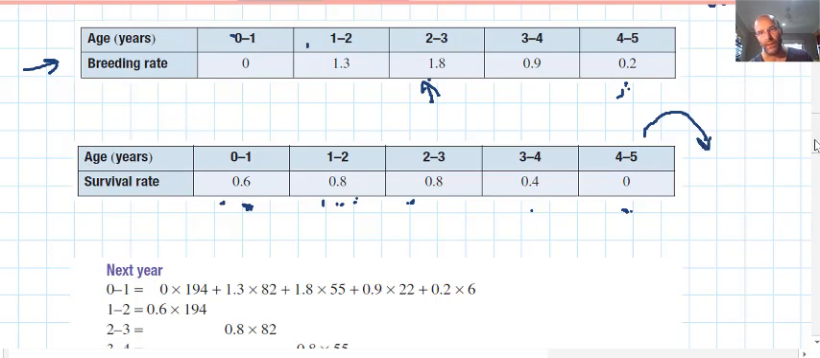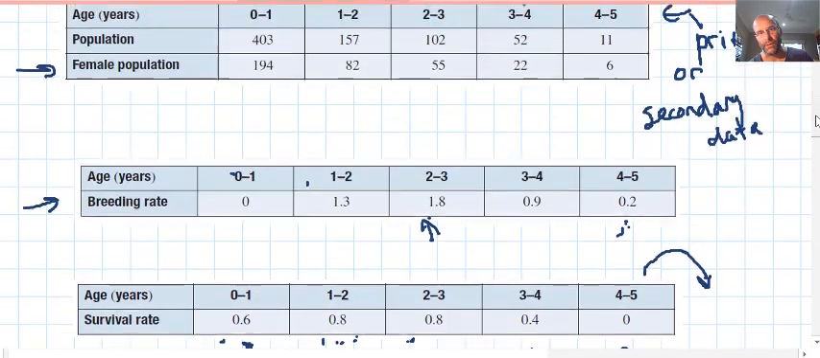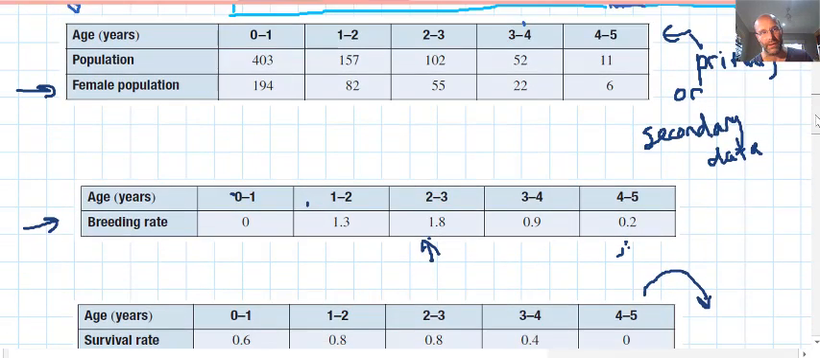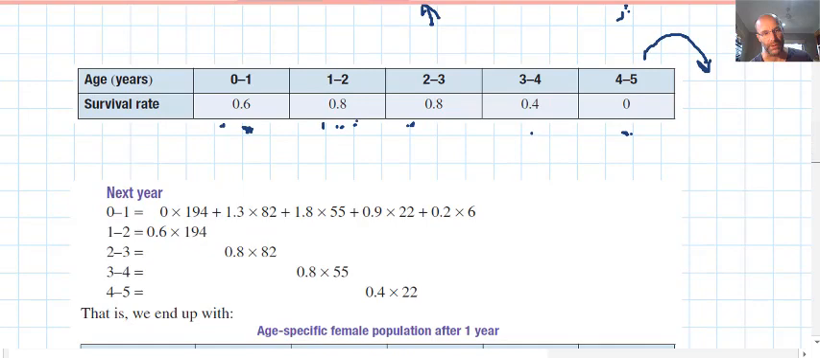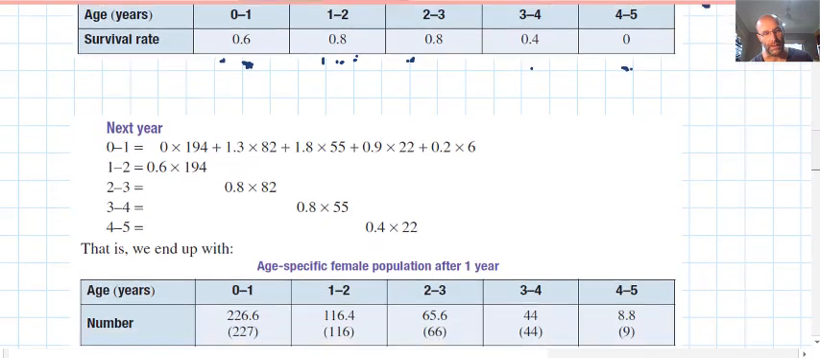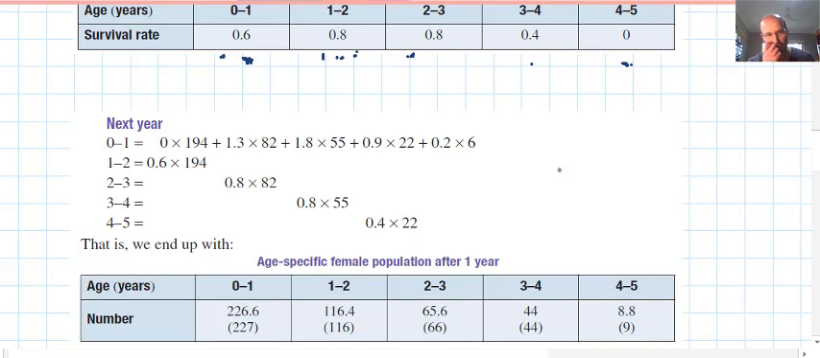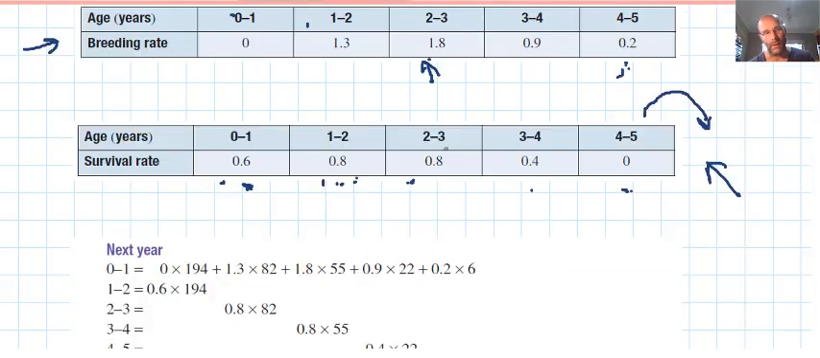Now we can see that by using these 3 tables, we could just use common sense and some direct calculations. If we use the female population in the first table, the breeding rate in the second, and survival rate in the third, we could get these numbers for the age-specific female population 1 year after this initial data. Remember, the natural progression is year by year. So these ones are in their first year. If we did that, we would do the following.